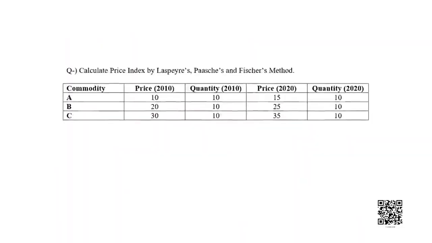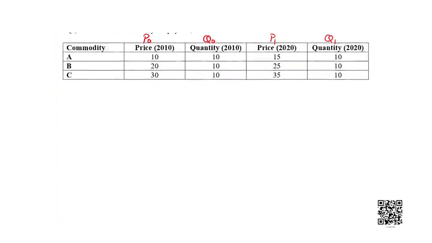So now, first of all, I'll be discussing Laspeyres', Paasche's and Fisher's method. On your screen, we have the question where we have three commodities A, B and C and their prices and quantities in 2010 and their prices and quantities in 2020. Let's call the prices in 2010 as P0, the quantities in 2010 as Q0, then prices in 2020 as P1 and quantities in 2020 as Q1. Now, let's write all these values separately.